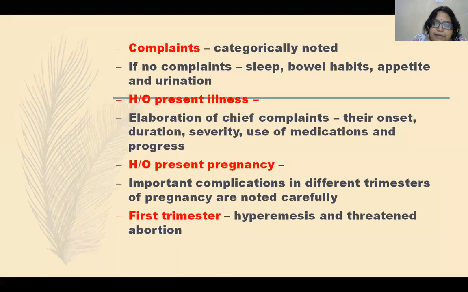Next, in present pregnancy, what do you have to know? You have to know what complications arise in different trimesters of pregnancy, and then you have to treat accordingly. In the first trimester, we most commonly encounter hyperemesis, threatened abortions, that is hemorrhage, bleeding during the first trimester, and sometimes pain. So they have to be seen, and the most common complaint is either bleeding or vomiting.